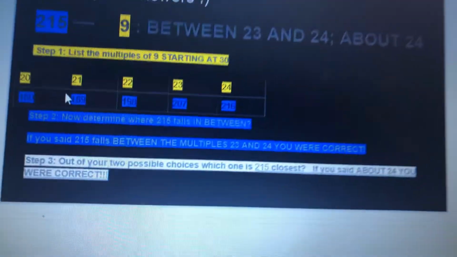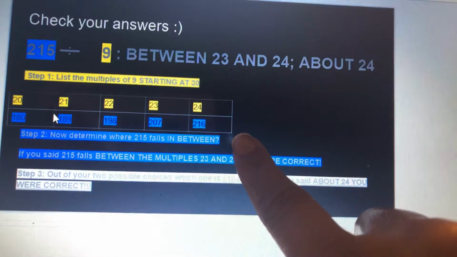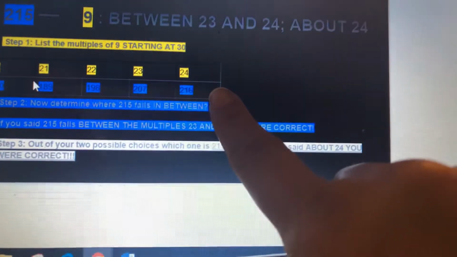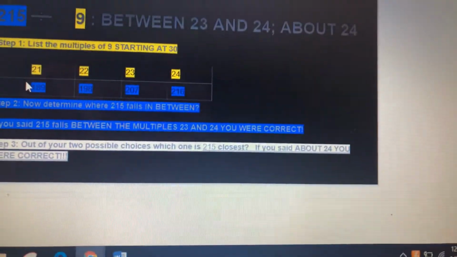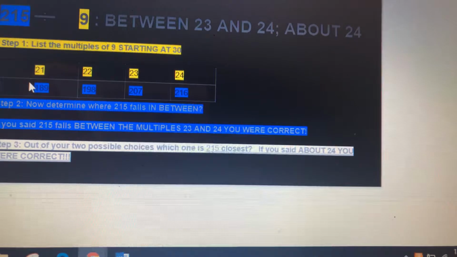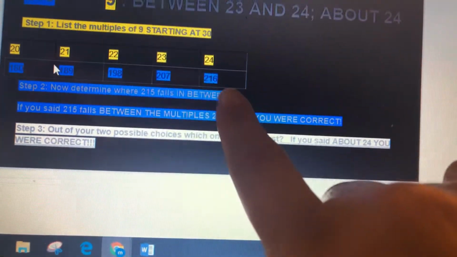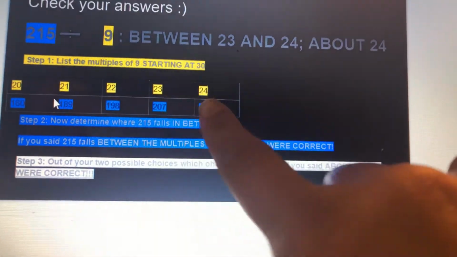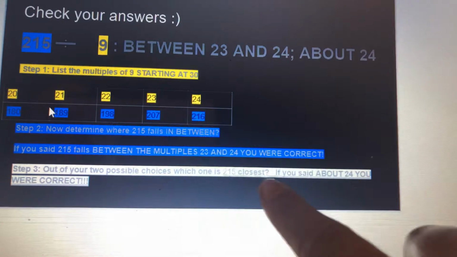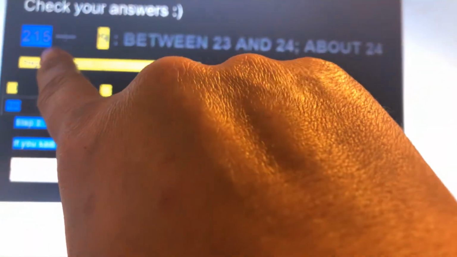Okay, so I started listing the multiples of 9 between 20 and 30, and I noticed that I could stop right here because I went over 215. Once you go over that amount, you can stop because you've already found a number that it falls in between. All right, so this was 207, this was 216, so it should have been between 23 and 24. And your answer should have been about 24 because that 216 is closest to 215.